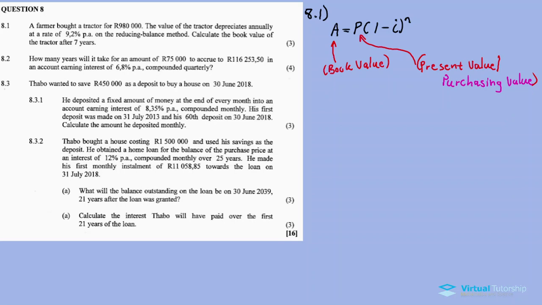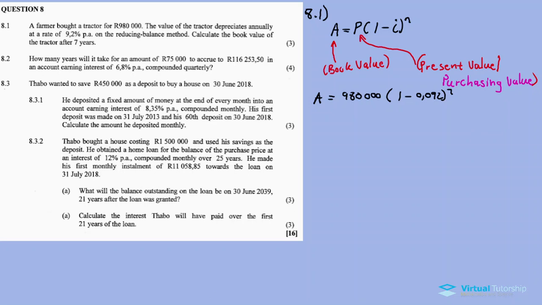So sibiza ukuthi book value A, and then the P is the present value or the purchasing value. Yile mali esithenga ngayo leyo tractor. The book value is A. Then I substitute to calculate A, the book value: 980,000 rand in bracket 1 minus 0.092 close bracket raised to exponent 7.